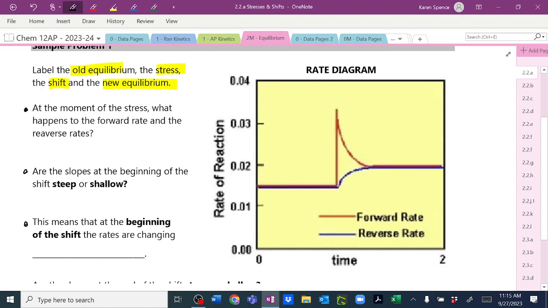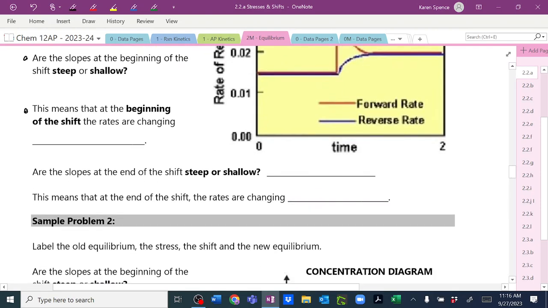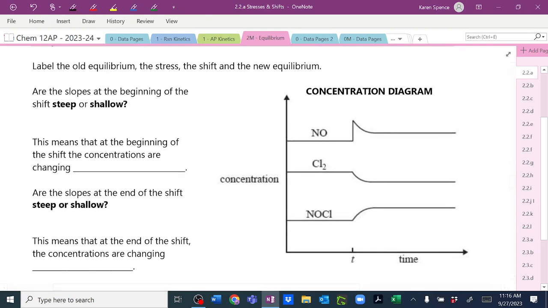Have we finished the questions? Yes? Do we need to go through them or are you good? You're good? Okay. Sample problem 2. Once again, label the old equilibrium, the stress, the shift, the new equilibrium, answer the questions, and then you're going to tell me what was the stress.